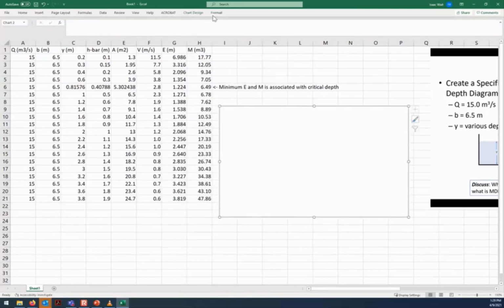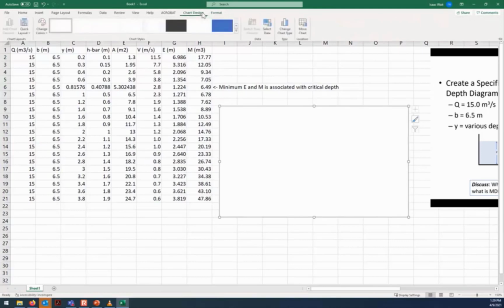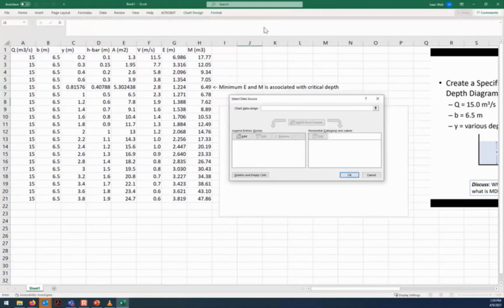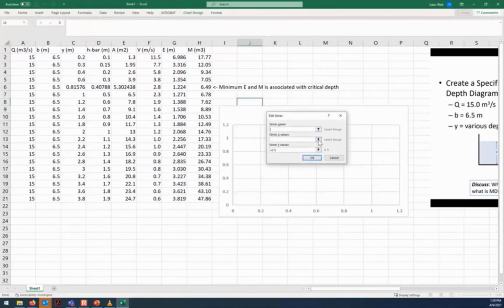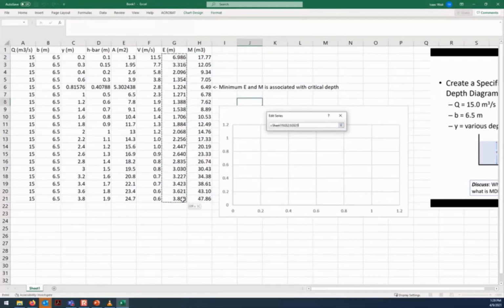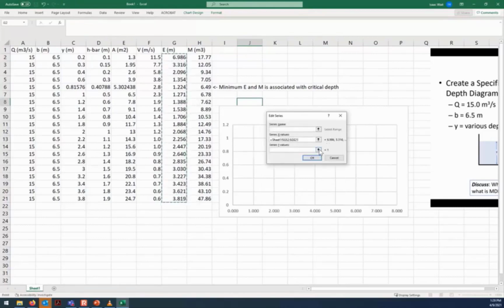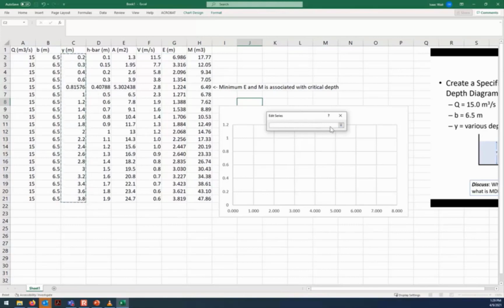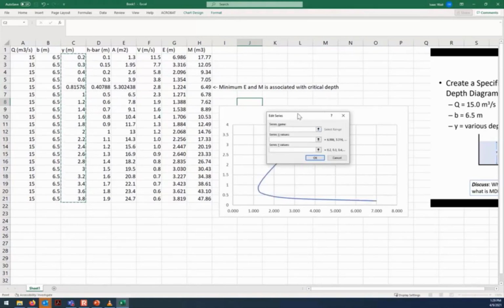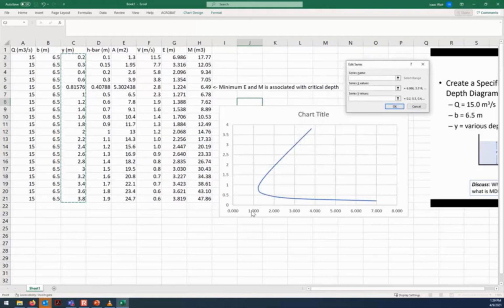All right, so let me select the data that goes into that smooth scatter plot. Select data, add a series, and the x values are going to be energy for this one, and the y values are going to be the flow depth. And that's the specific energy diagram that we know and love, where it kind of turns into a flat 45-degree angle line at the top. So that's good.